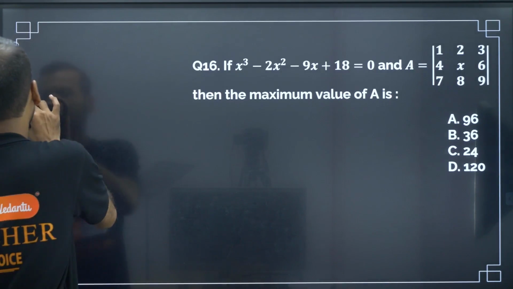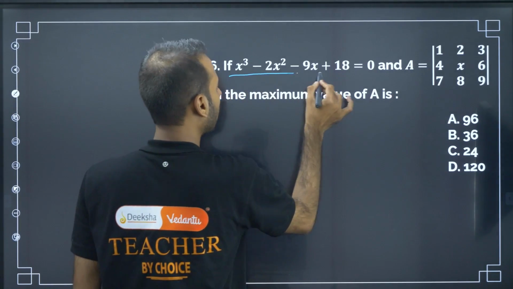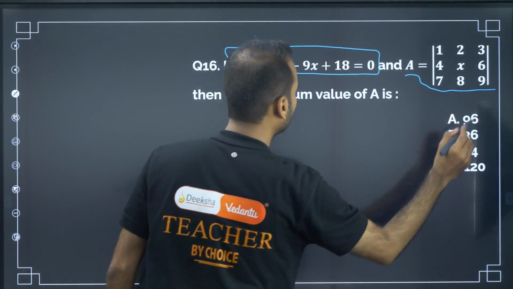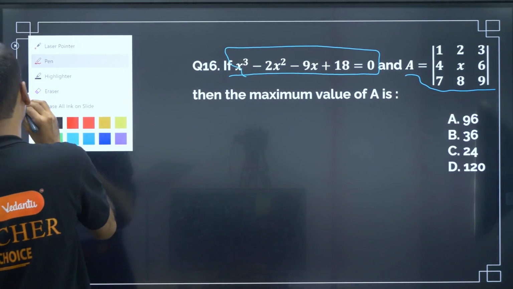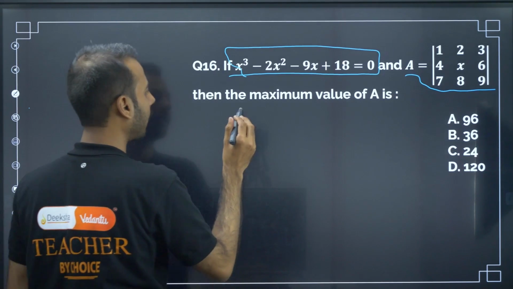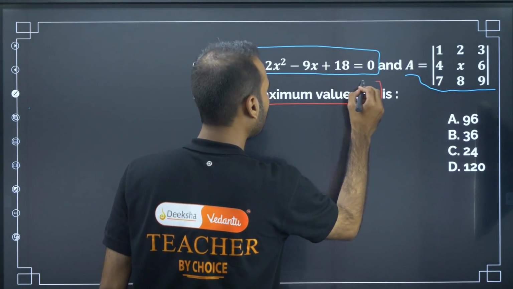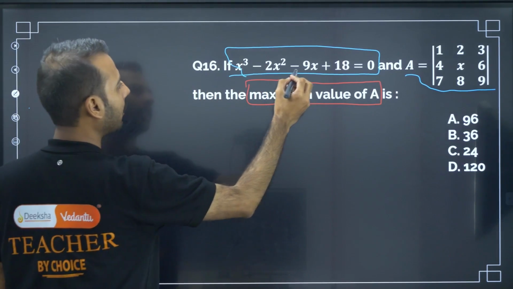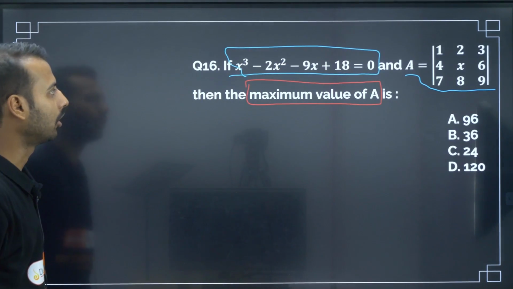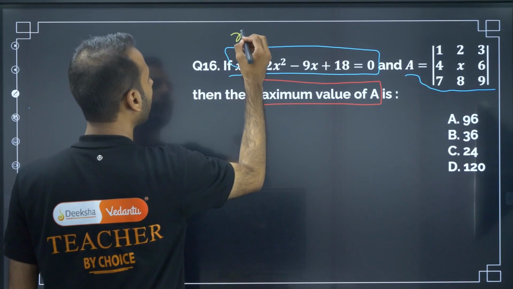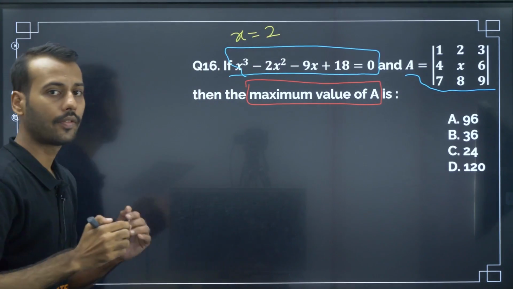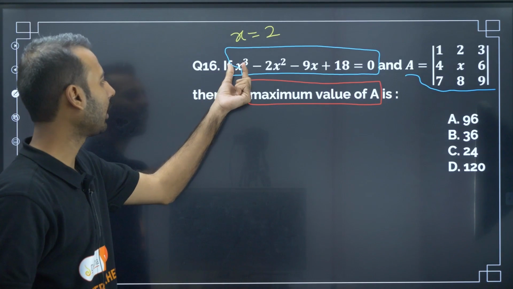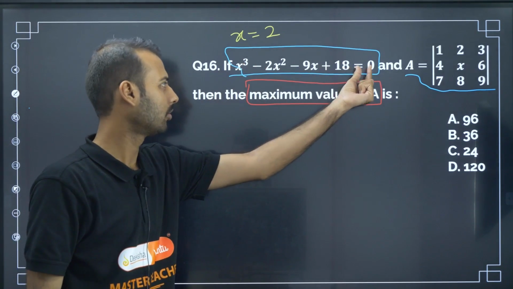They have given one equation, and A is equal to this. What are they asking? They are asking to find the maximum value of A. So for this, x cube minus, this is a cubic equation. To solve a cubic equation, generally we find the first root by trial and error method, and the remaining by division. If I keep 0, 0 does not work out, 0 is not a root.